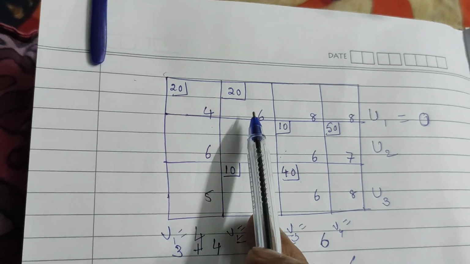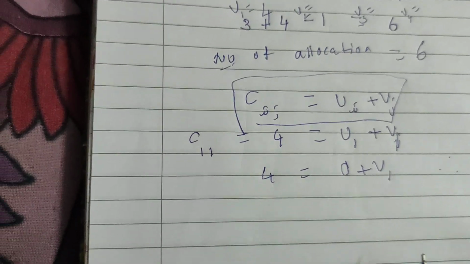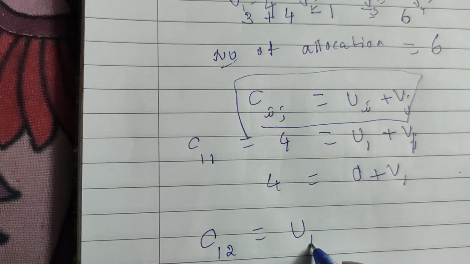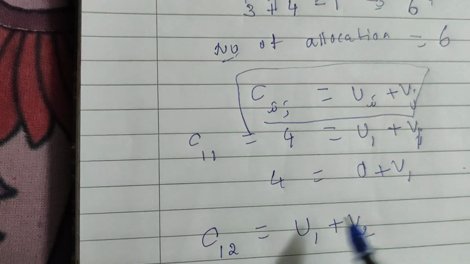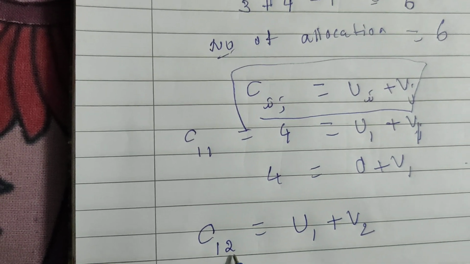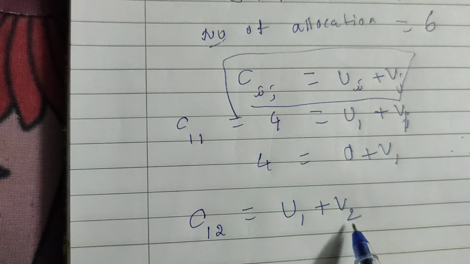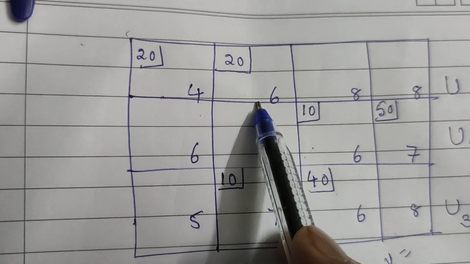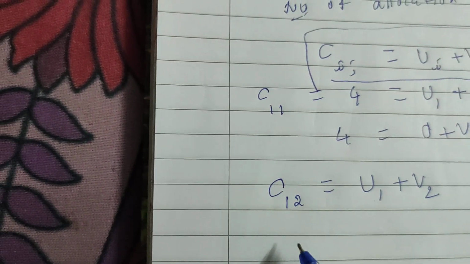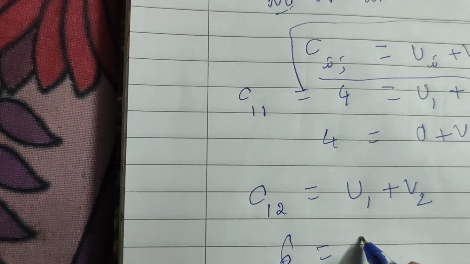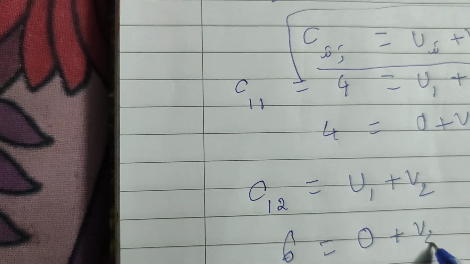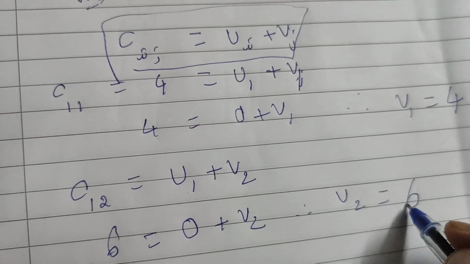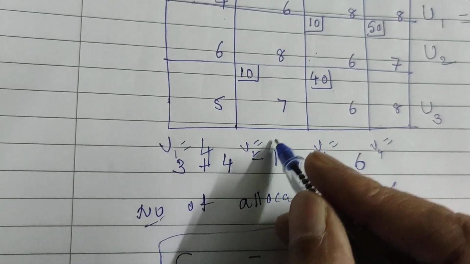Next, C12. Write down here: C12 is equal to U1 plus V2, because i means the first row and j means the second column. What is the cost of C12? The C12 cost is equal to 6 here. So 6 is equal to 0 plus V2. Therefore, V2 is equal to 6 minus 0, which is 6.